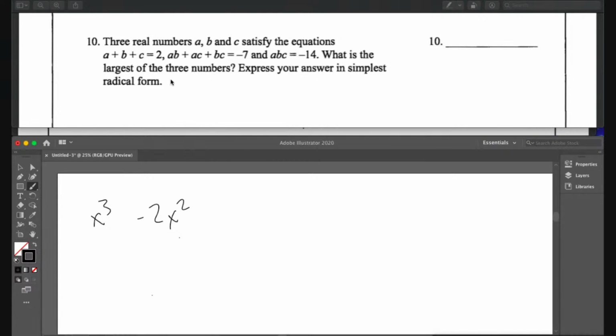And then if the sum of the product of the roots taken two at a time is negative seven, then this coefficient will be negative seven. And if the product of all three of the roots is negative 14, then this coefficient will be 14. So this will be the cubic equation, and the roots of this cubic equation will be the three real numbers satisfying these three equations. So then you can graph this and find the roots or find the largest root, and that can also work.